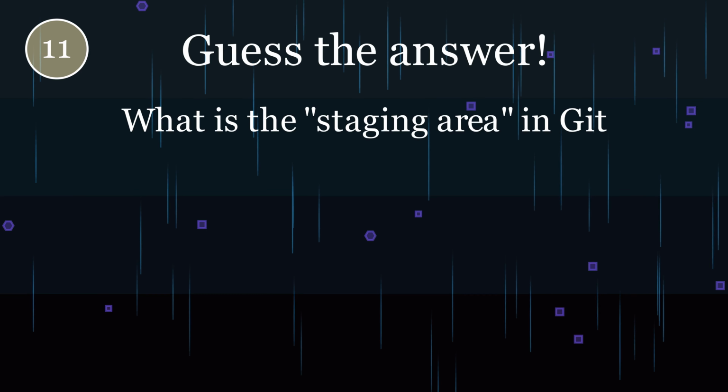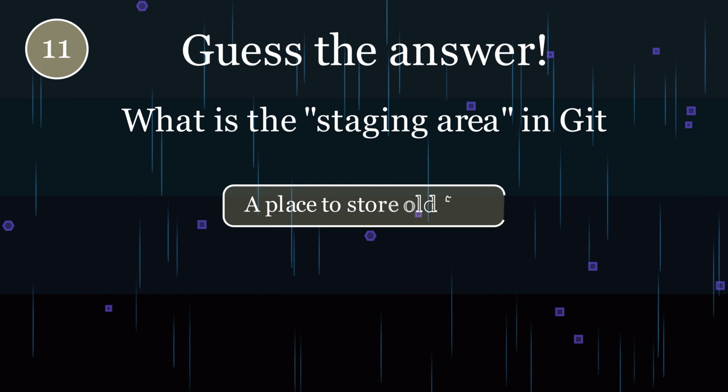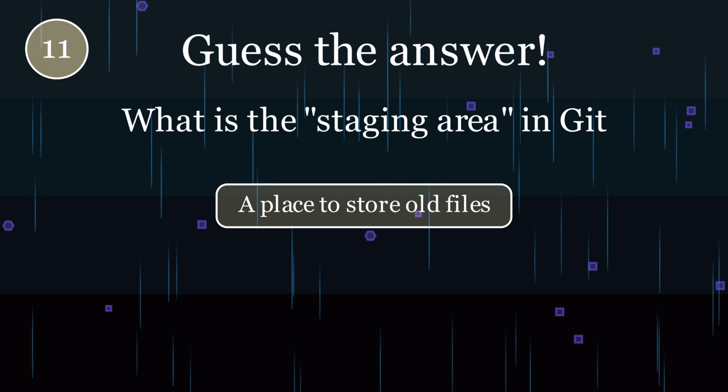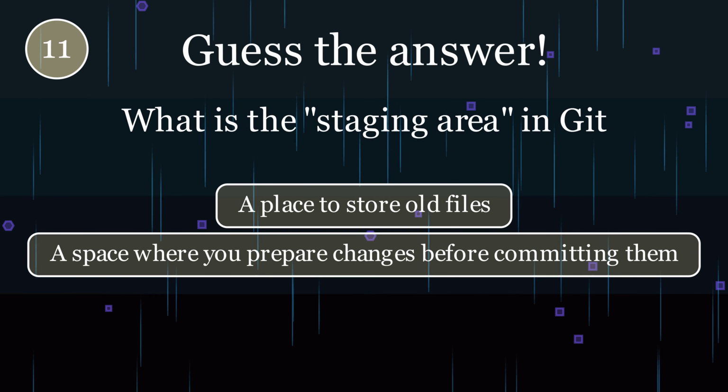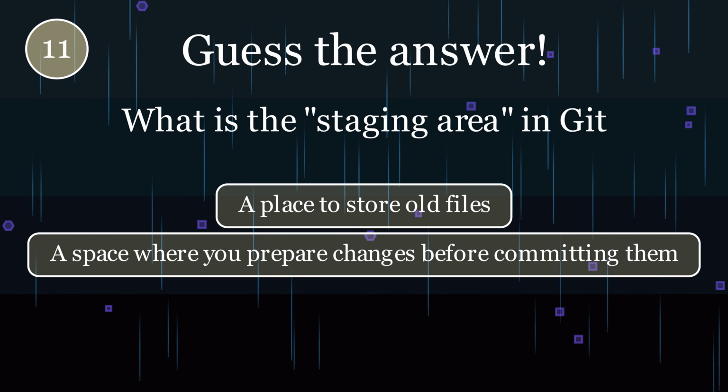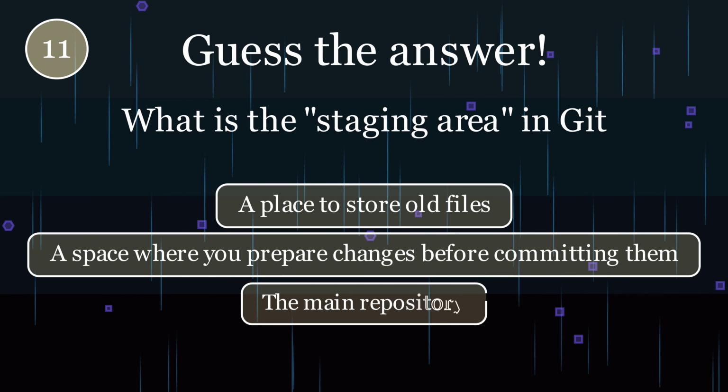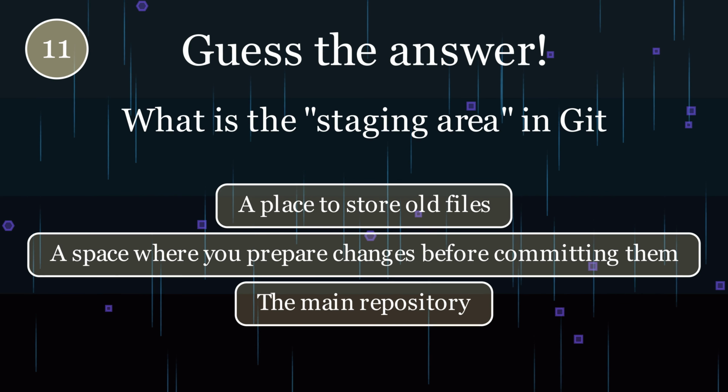What is the staging area in Git? A place to store old files. A space where you prepare changes before committing them. The main repository.